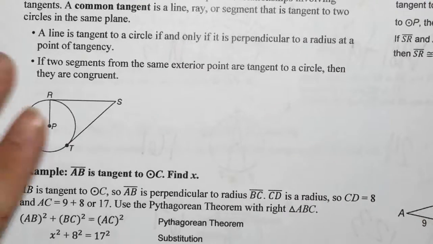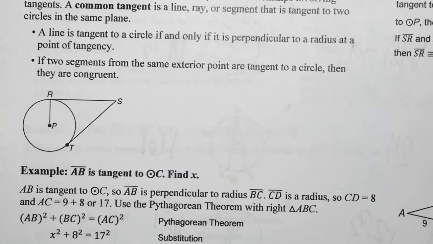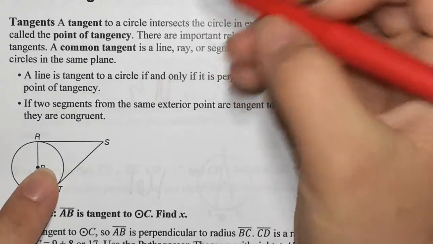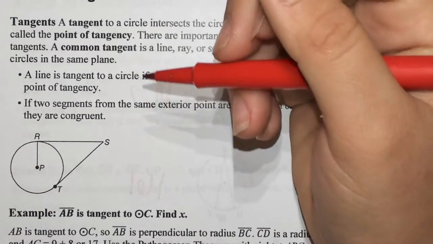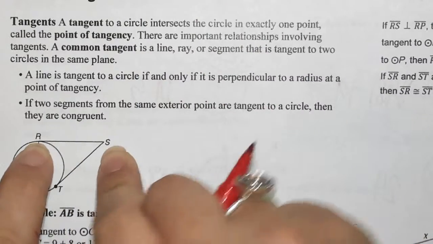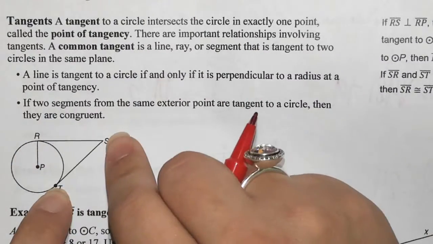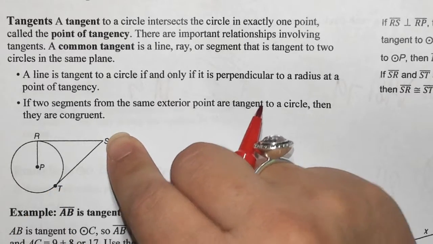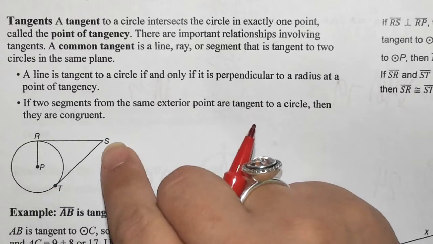All right, guys, this is lesson 10.5. So 10.5 is talking about tangents. A lot of tangents. Remember, a tangent is just a line that barely touches the outside of the circle. So RS is a tangent line. ST is a tangent line. They don't go through the circle. They just go to the very outside and stop.